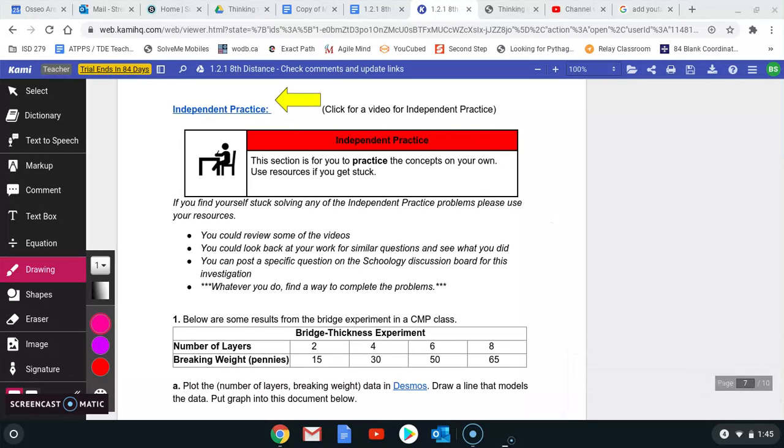All right, so you've made it to the independent practice section of this lesson. Remember, if you find yourself stuck solving any of these problems, please use your resources. Review some of the videos. You can look back at your work for similar questions and see what you did. All of these questions are very similar to the lesson that we just did. You could post a specific question on the Schoology discussion board for this investigation. But whatever you do, please find a way to complete the problems.